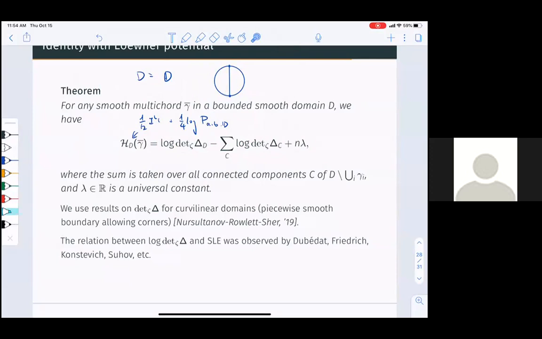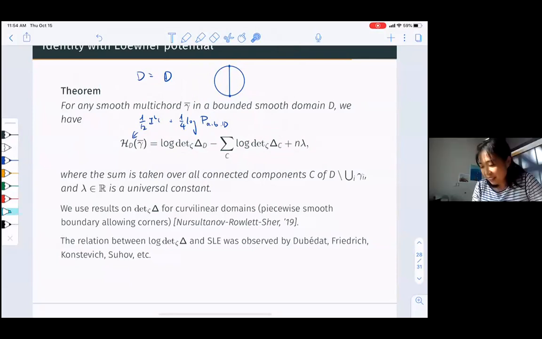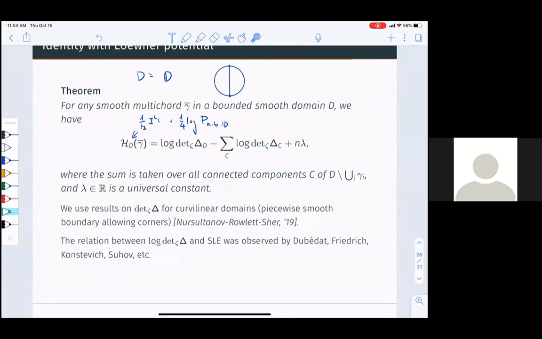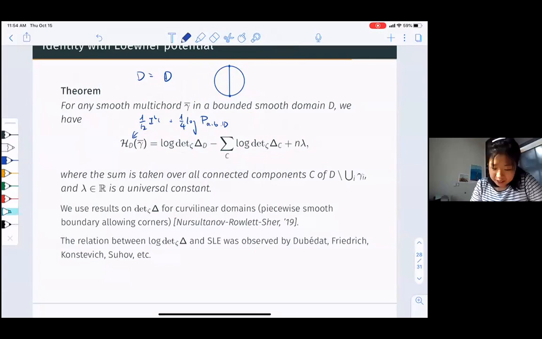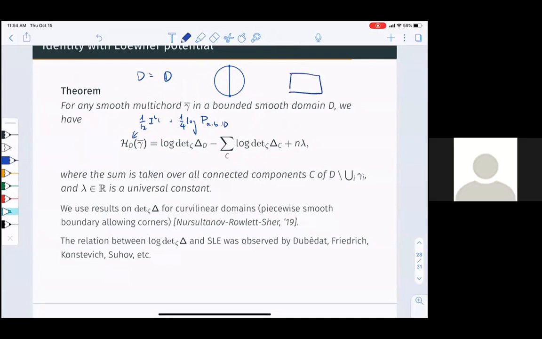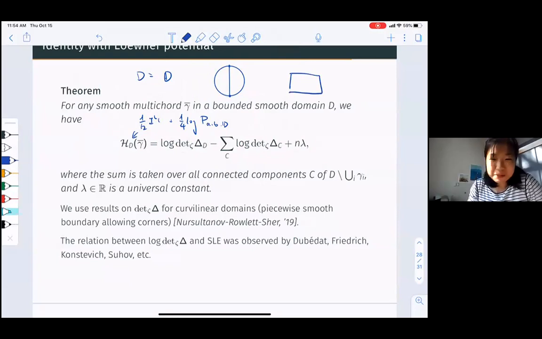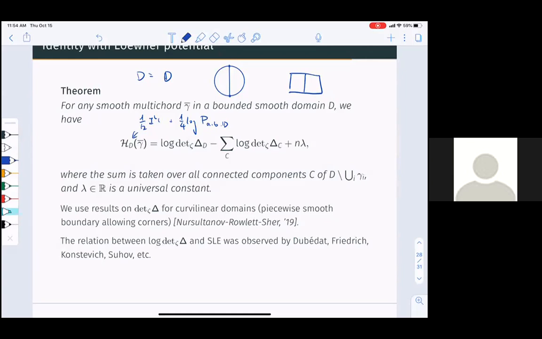I see. You probably, if you need to find something nice and simple, maybe it's easier to just do the square, where all the eigenvalues are explicit, and you cut it in half. I see. And compute the lambda.